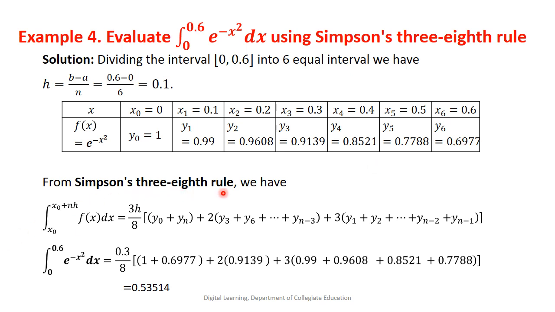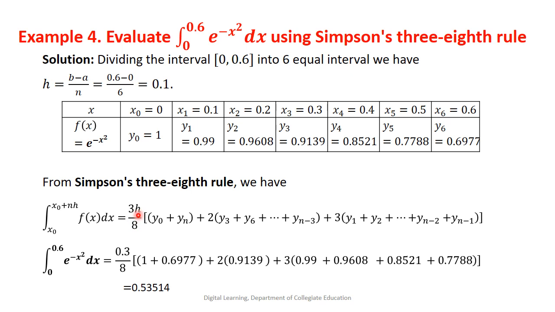From the Simpson 3/8 rule, we have this formula. Here we have integral x0 to x0 plus nh f of x into dx is equal to 3h by 8, sum of first and the last term, plus 2 into all the terms of y which are multiples of 3, y3, y6, yn minus 3, where suffixes are multiples of 3, plus 3 into remaining terms. And here integral 0 to 0.6 e power minus x square dx, this is the required integral.